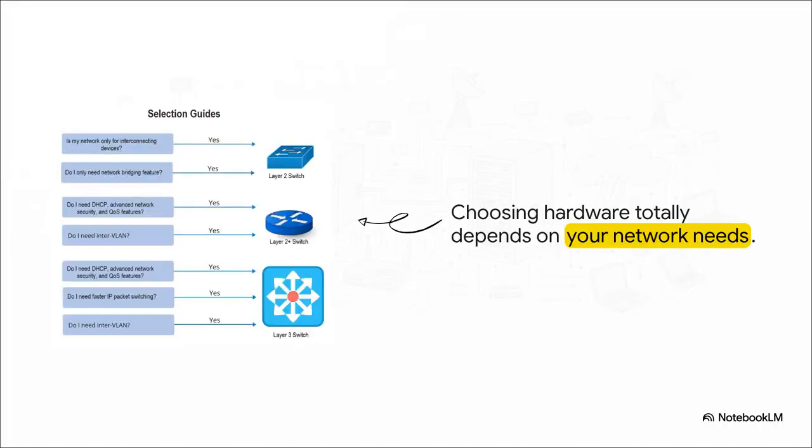So the absolutely crucial point here is that choosing your hardware completely depends on what you actually need it to do. If you're just interconnecting devices in a pure, local domain, a standard Layer 2 switch works perfectly. But if you're aggregating multiple networks, if you need advanced security, or if you require lightning-fast inter-VLAN, IP packet switching, well, you have to upgrade your architecture to a Layer 3 switch.